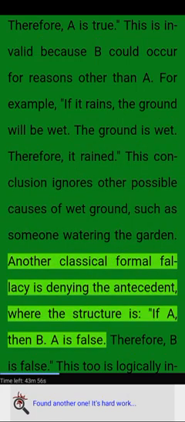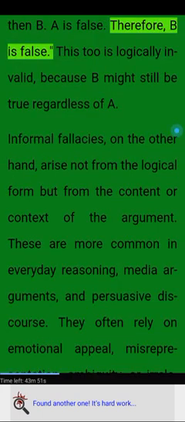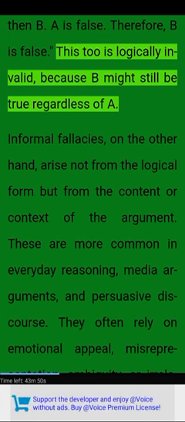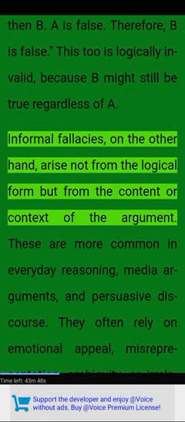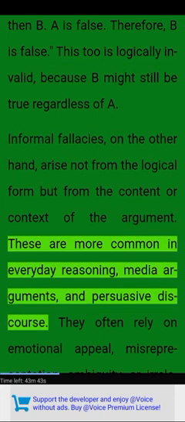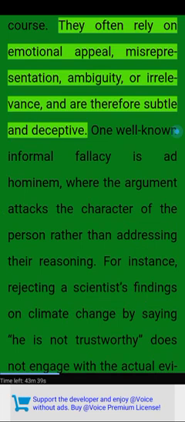This conclusion ignores other possible causes of wet ground, such as someone watering the garden. Another classical formal fallacy is denying the antecedent, where the structure is: if A, then B; A is false; therefore, B is false. This too is logically invalid, because B might still be true regardless of A. Informal fallacies, on the other hand, arise not from a logical form but from the content or context of the argument. These are more common in everyday reasoning, media arguments, and persuasive discourse. They often rely on emotional appeal, misrepresentation, ambiguity, or irrelevance, and are therefore subtle and deceptive.